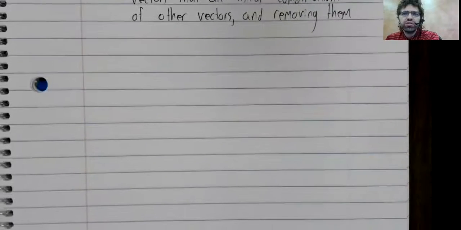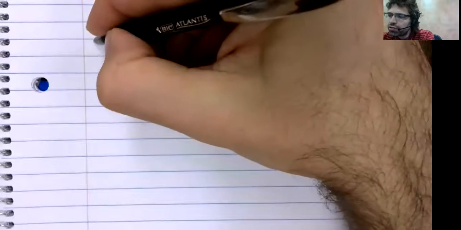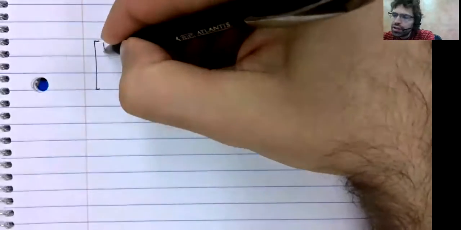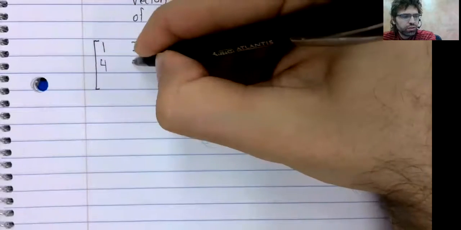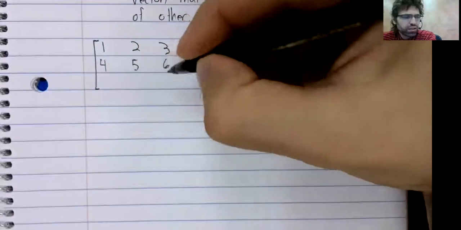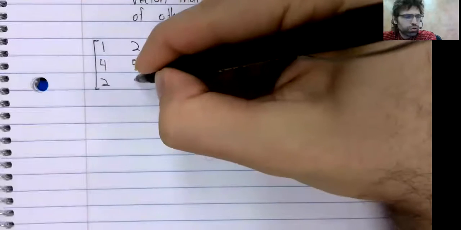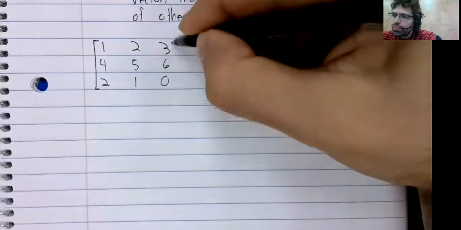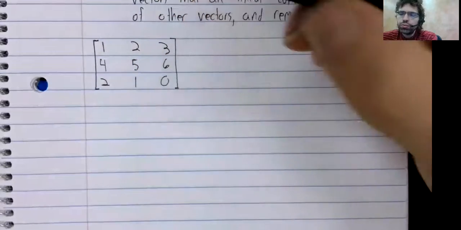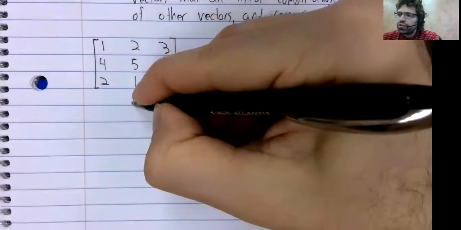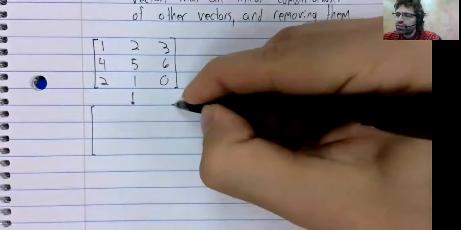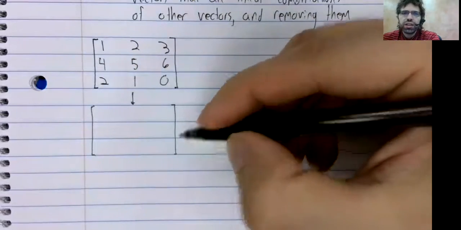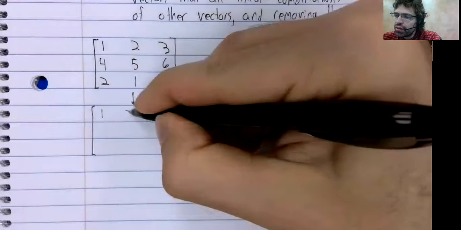Let's see how this works with a matrix. Our first row will be 1, 2, 3. Our second row, 4, 5, 6. Our third row, 2, 1, 0. And let's do a Gauss-Jordan elimination on this, or maybe just Gaussian elimination.